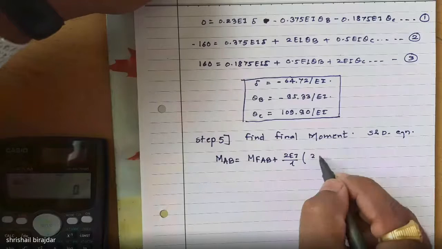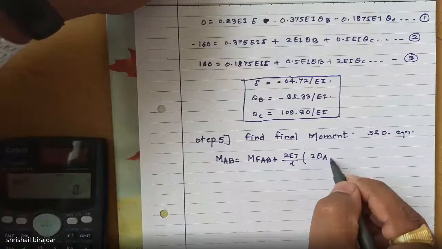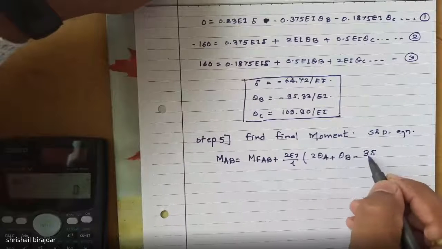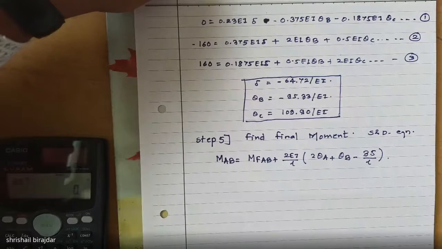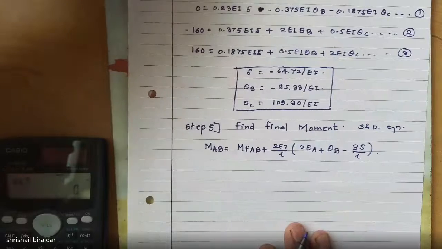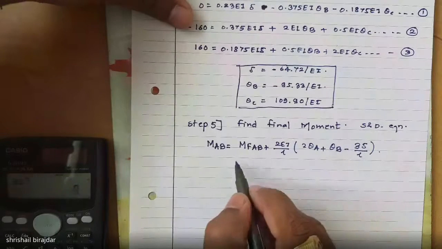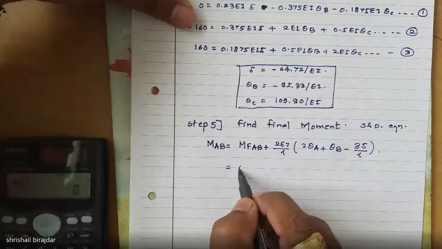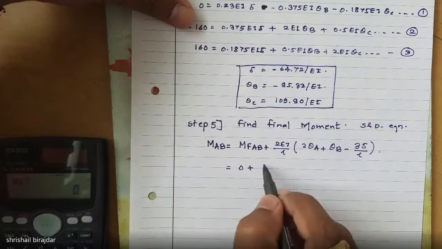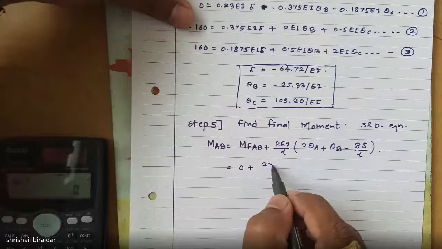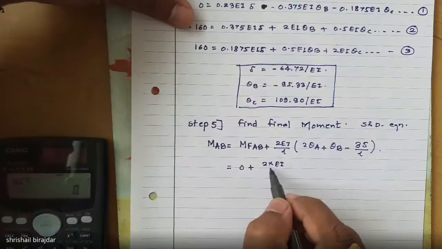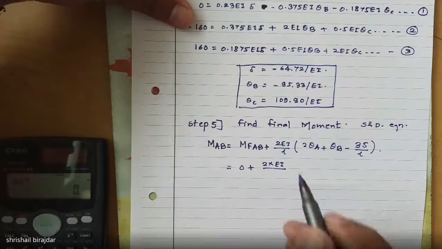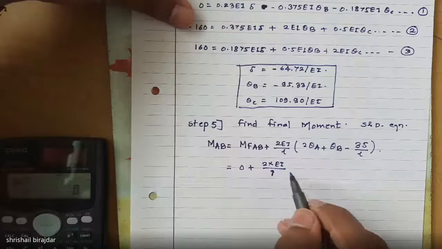Into 2 theta A plus theta B minus 3 delta upon L. Okay, this is the formula for finding out the moment. You just put all the values here. MFAB is equal to 0, 2EI. Here you will get EI, exactly the same for column AB. L you will get 8 here.